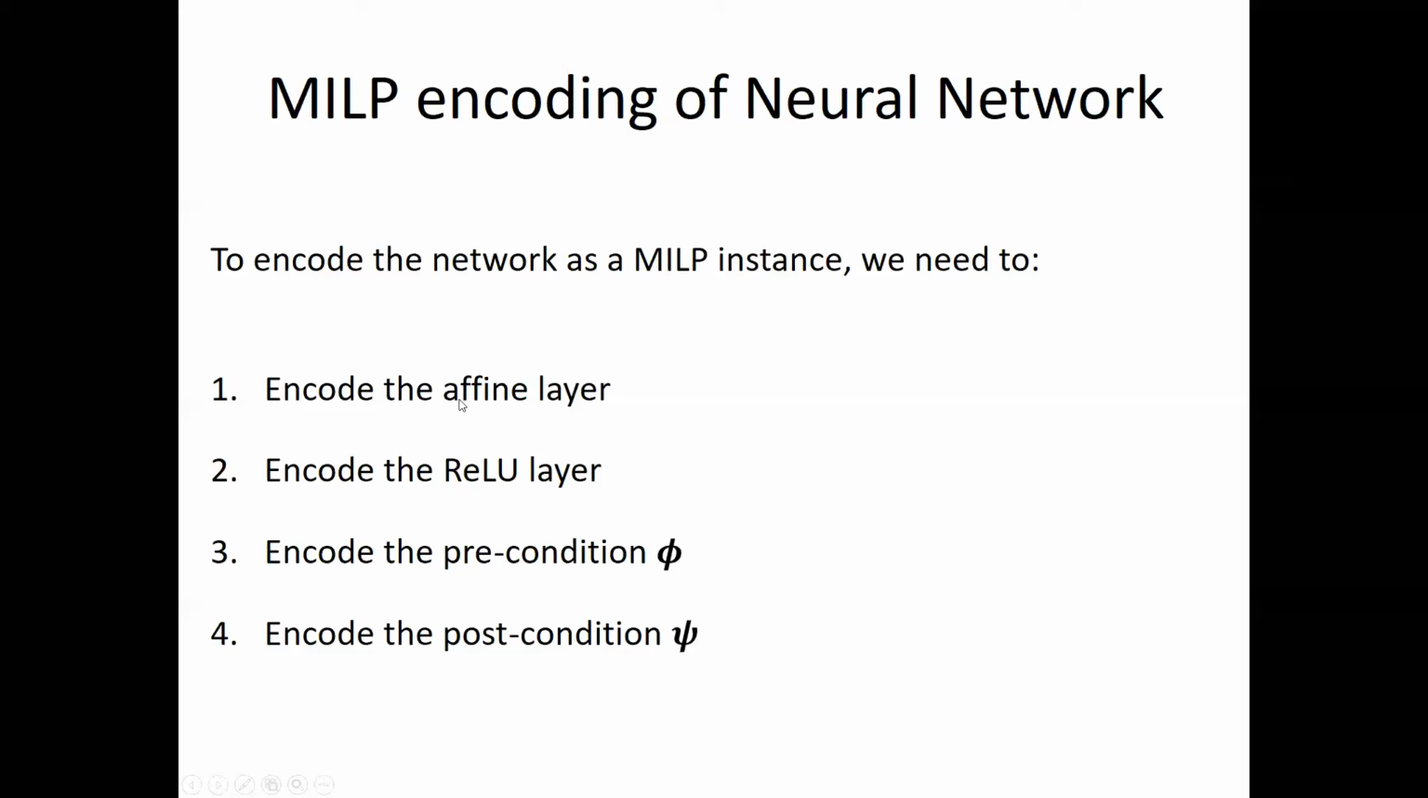First, we're going to show how to encode the affine layers that the neural network may be using. We're going to show how to encode then the ReLU layer, that's a little bit more involved. Then we're going to show how to encode a precondition, for instance, the L infinity box that is placed around the input, or it could be some other precondition. And then we're going to show how to encode the post-condition Psi, and here we're going to see this conversion from certification to optimization.